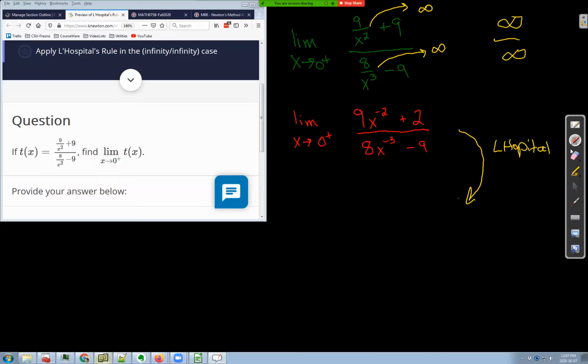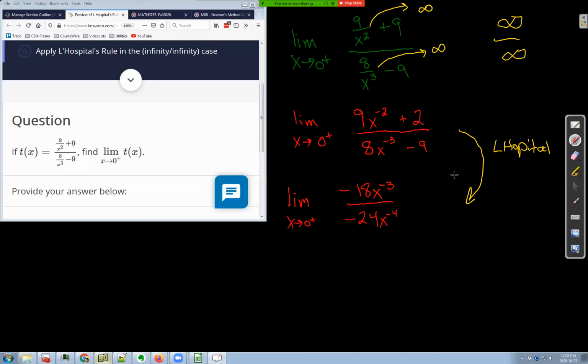What L'Hopital's rule is, the idea is easy. You just literally find the derivative of the top. So the limit stays there, and I just literally find the derivative of the top. The derivative of the top is negative 18x to the negative 3. And then you just literally find the derivative of the denominator. So you get negative 24x to the negative 4.